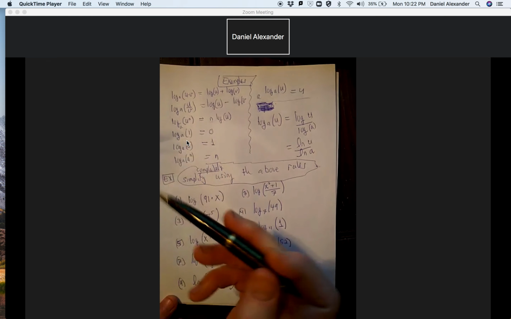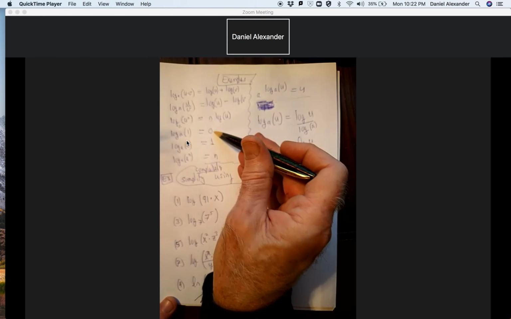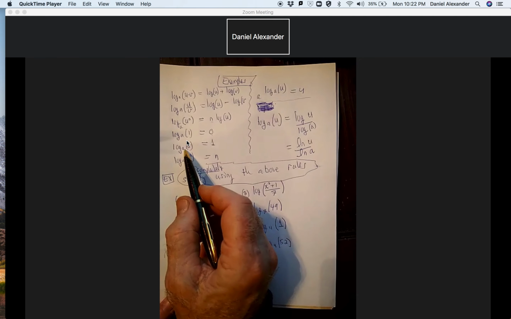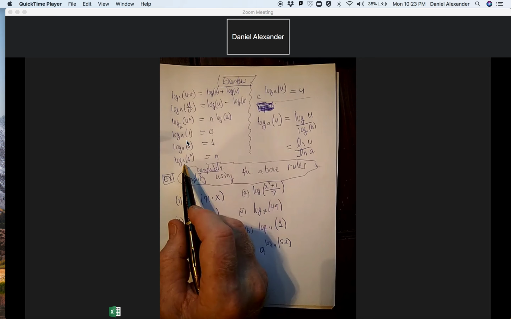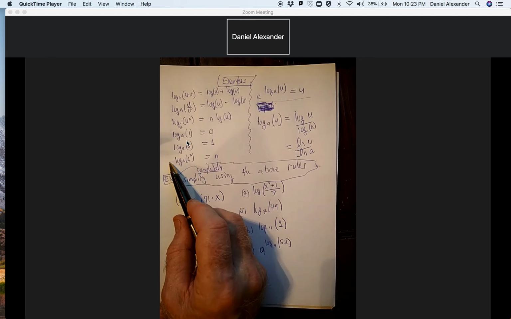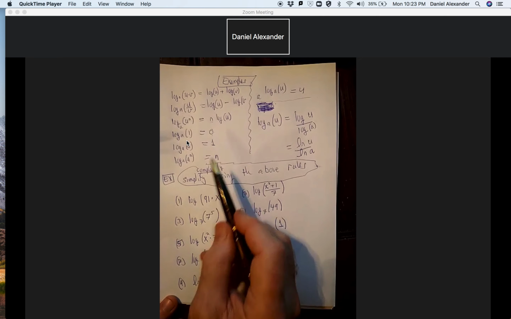The log base a of 1 is 0. That's because a to the 0 is 1. Log base a of a is 1. That's because a to the 1 is a. And the log base a of a to the n, you bring out the n, you get n log base a of a. Log base a of a is 1, so you just end up with n.